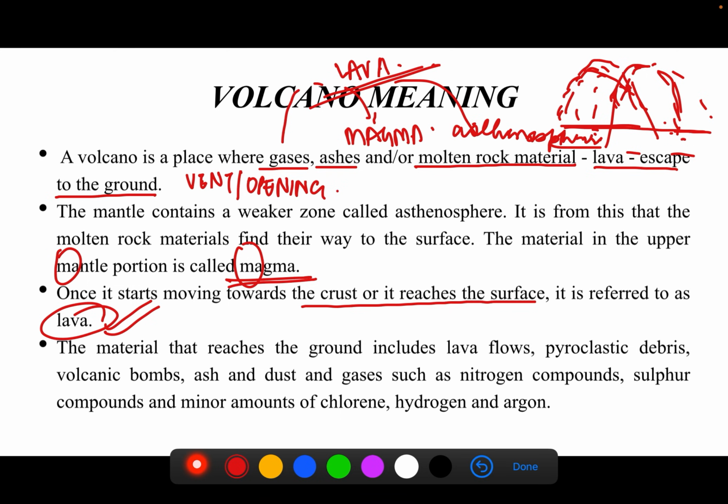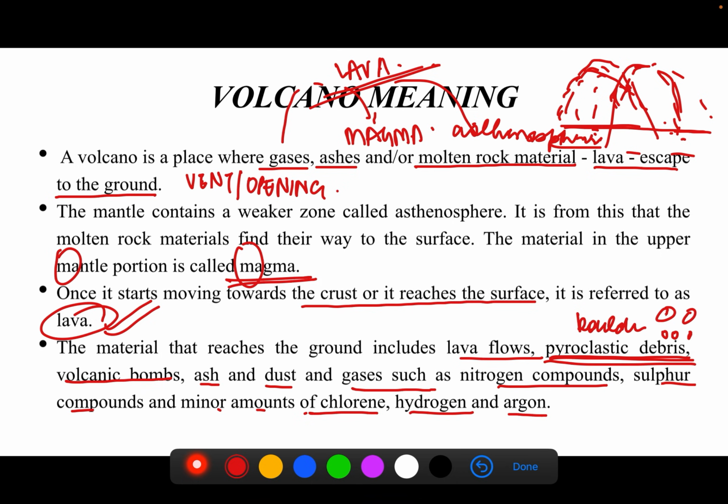The material that reaches the ground includes lava flows, because when the magma comes out from the mantle, it is called lava. Then pyroclastic debris. What is pyroclastic debris? It is boulders, big stones, small stones, all of these that come out, collectively called pyroclastic debris. Then volcanic bombs, ashes, dust, gases like nitrogen, sulfur, minor amounts of chlorine, hydrogen, argon. It is also a PYQ, what all comes out of a volcano.